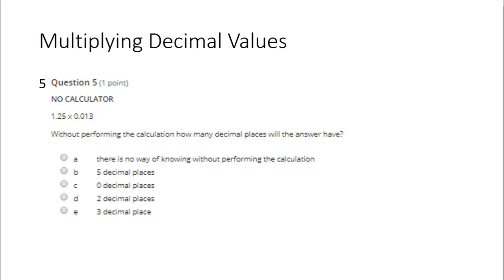Next question, without performing the calculation, how many decimal places will the answer have? Now, we're not using a calculator for this because there's an easy way to know how many decimal places you should have. When you multiply two decimal numbers, you multiply them as if there are no decimals at all, and then in your answer, you just count how many decimal places were there in the question. 1, 2, and over here, 3, 4, 5 altogether. So in my answer, there are 5 decimal places altogether.